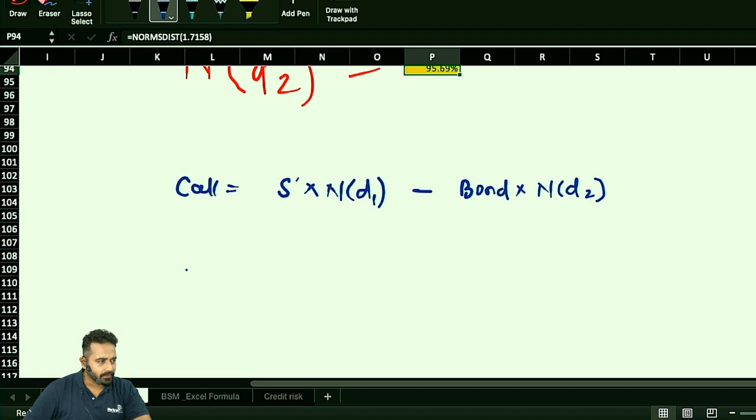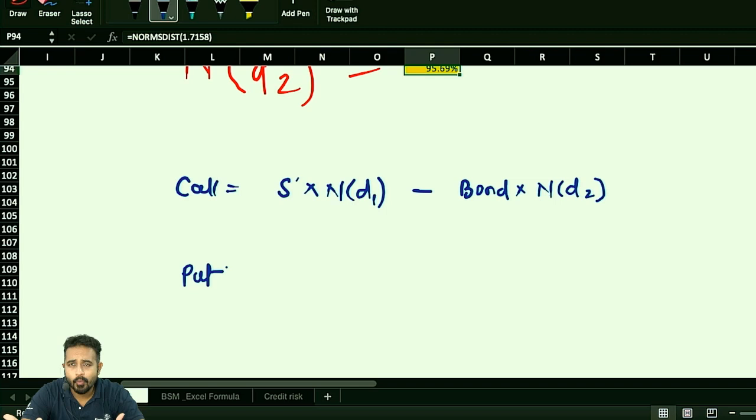Now if you want put option, there are two ways in which you can do it. Number one, the BSM values can be applied in a put call parity framework. Those of you who know what put call parity is: stock price plus put option is equal to bond plus the call option. So you can insert the value of call from BSM and the other two variables, and then you can figure out what is the value of put. That's one way to do it. But let's say we want to do it directly.